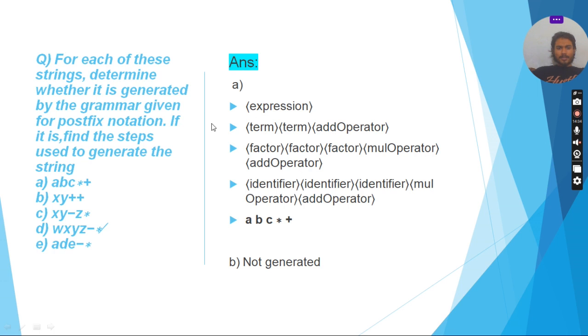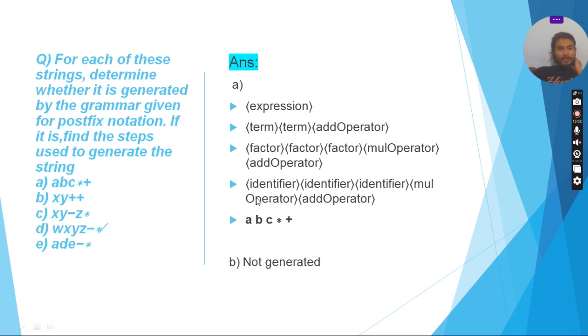Firstly, we get the expression. What does the expression consist of? The term and add operator, then the factors, meaning the factor, multiplicational operator or mul operator, then add operator. We are just dividing it into categories, to subjects, to elements.